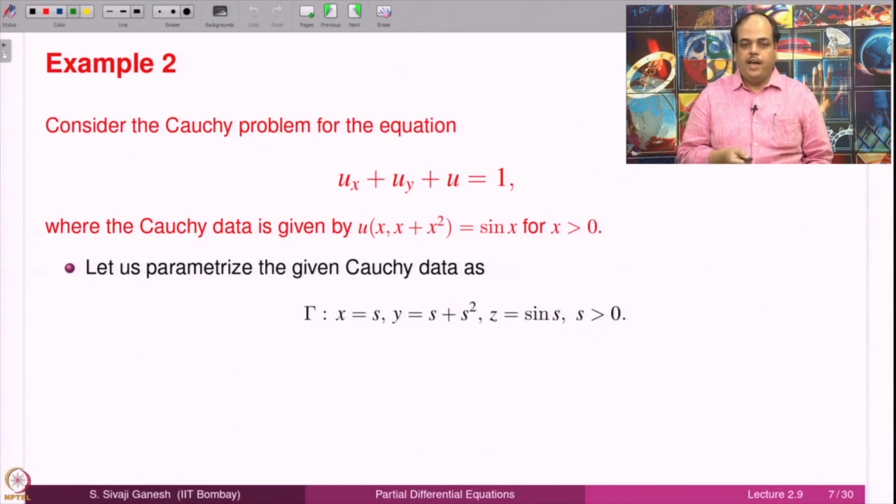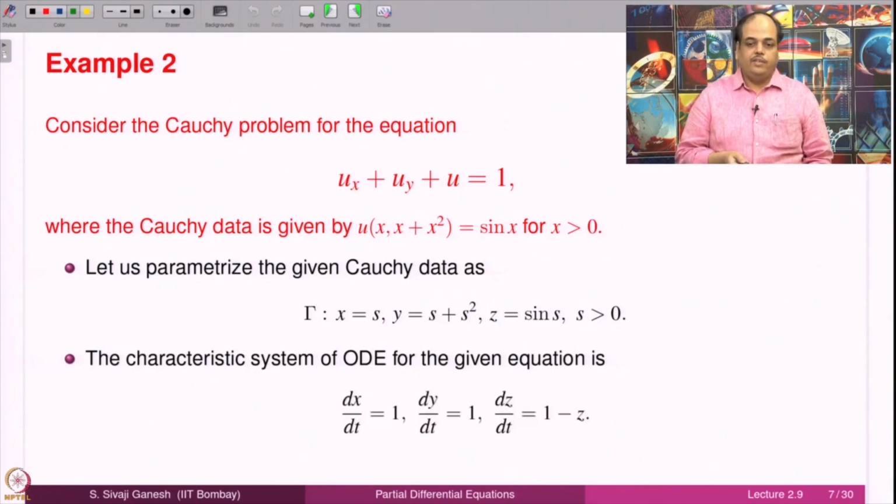And we need to write the characteristic system of ODE. dx by dt equal to a. In this example a is 1, dy by dt is b, b is 1, dz by dt is c. Remember, c is everything on the other side of the equation, so it will be 1 minus z. You have to be careful there.